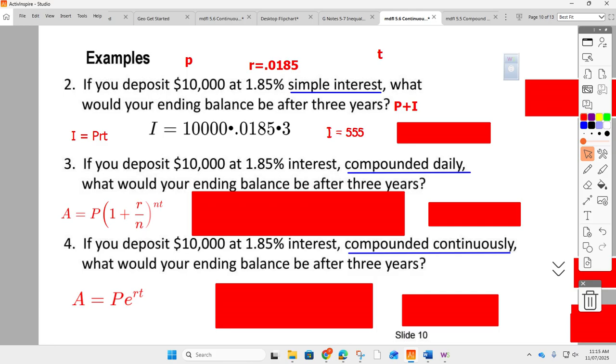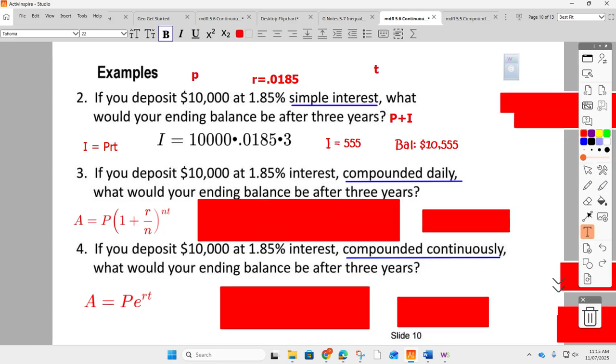Add $555 to the $10,000 principal, so now we know after 3 years, at this rate, your ending balance on a $10,000 deposit will be $10,555. So this one is compounded daily, so we've got different parts of this formula that we have to recognize.